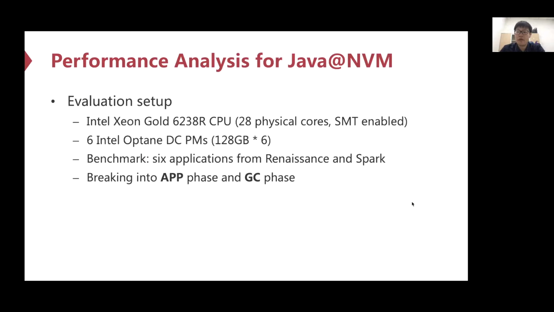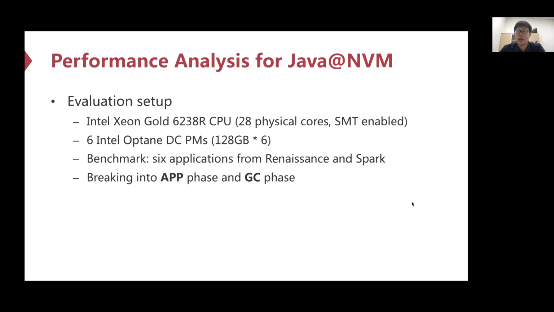Now we have known the disadvantages of NVM, but the memory behavior of Java applications atop NVM is still unknown. So we have conducted some evaluation. We run Java applications atop a CPU with 28 physical cores and SMT enabled, and we use 6 Intel Optane DCPMM devices to maximize the NVM bandwidth. We extract 6 applications from Renaissance and Spark.